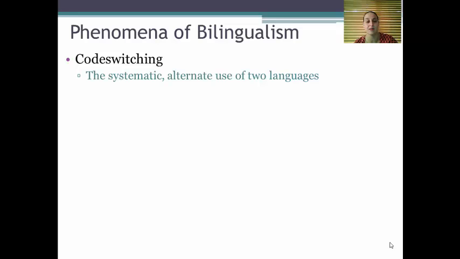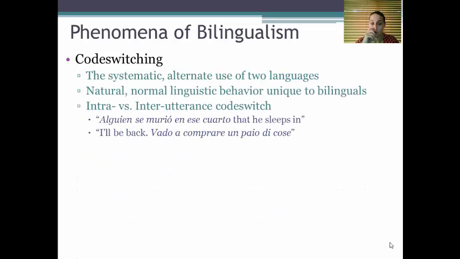And you can see some examples here. We can see, alguien se murió en ese cuarto that he sleeps in. And so the fact that within the same sentence we switch from Spanish to English, that would be an intra-utterance code switch. And then, I'll be back, vado a comprare un paio di cose. The difference there is between two sentences.